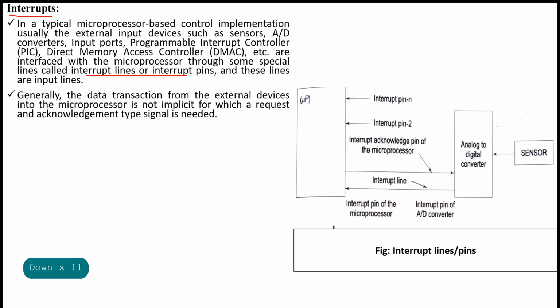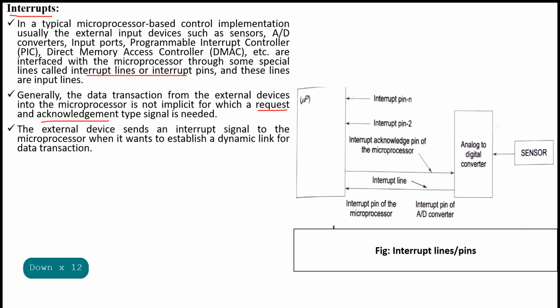Generally, the data transaction from the external devices into the microprocessor is not implicit, for which a request and acknowledgement type signal is needed. The external device sends an interrupt signal to the microprocessor when it wants to establish a dynamic link for data transaction.